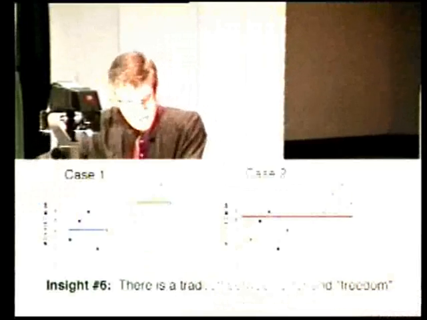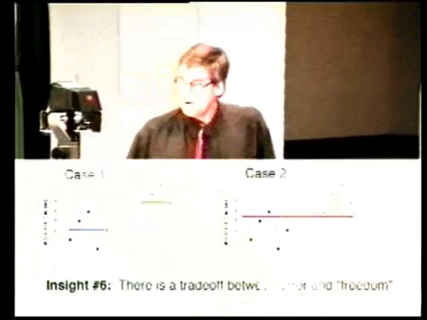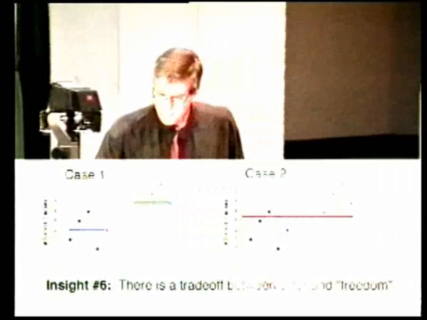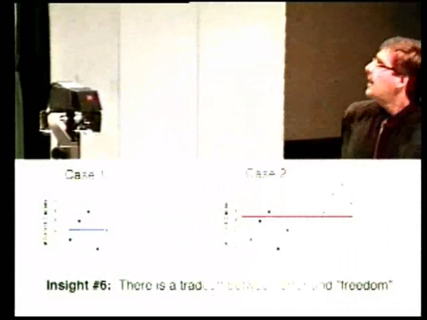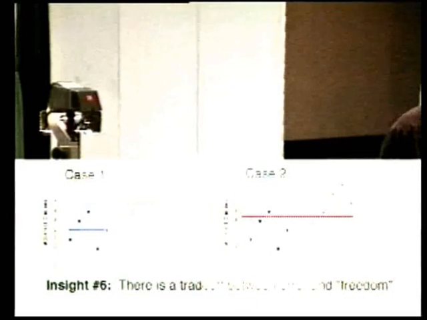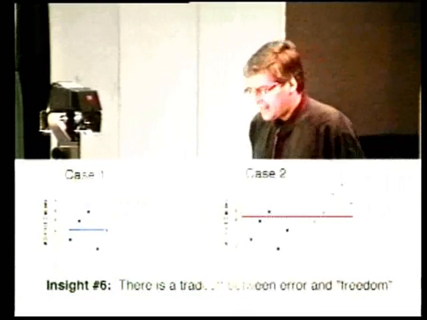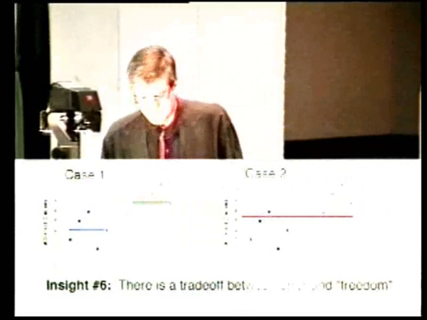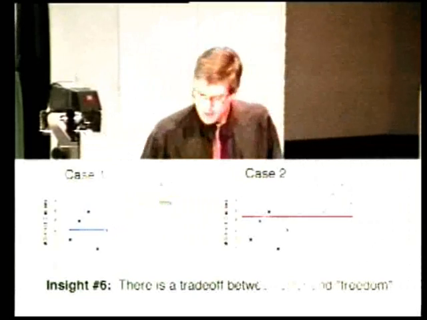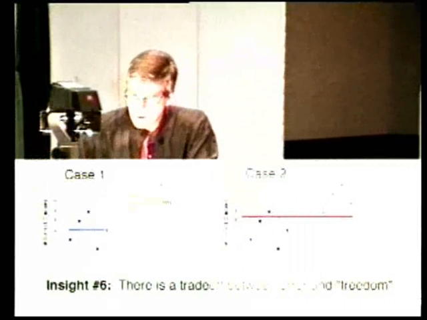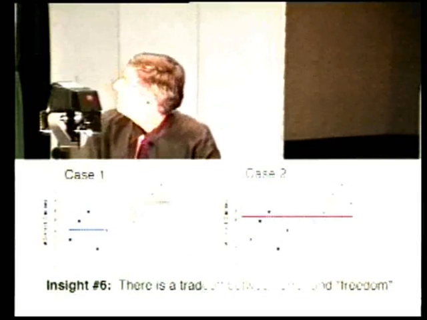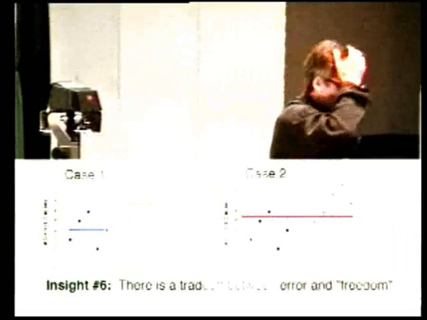And so Fred has his 6th insight, which is a fairly deep one, which is that there's a trade-off between the error that a case makes and its complexity. And he has this idea about freedom because how can we really talk about complexity?